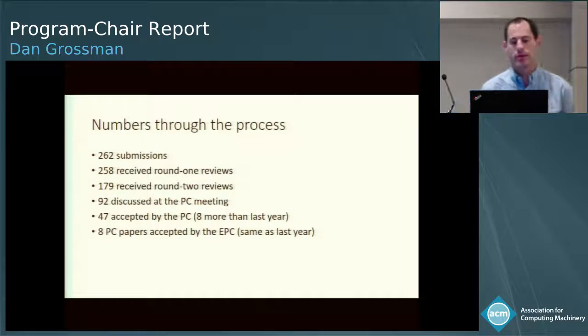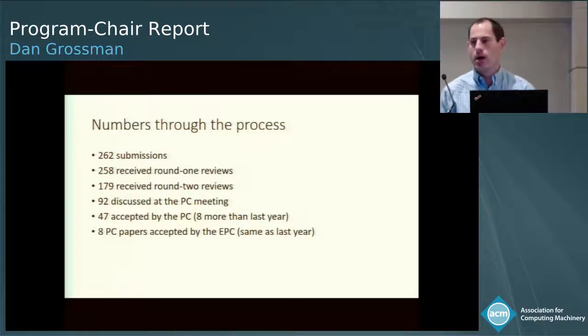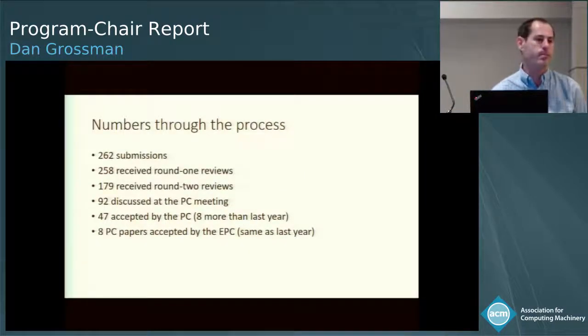Some numbers through the process. I've already told you the 262 and then 4 off of that. 179 papers received round 2 reviews. 92 were discussed at the PC meeting. Almost exactly half of those were accepted. Remember, PC authored papers were decided separately. There were 8 of those accepted, which happens to be, just coincidence, the exact same as last year.